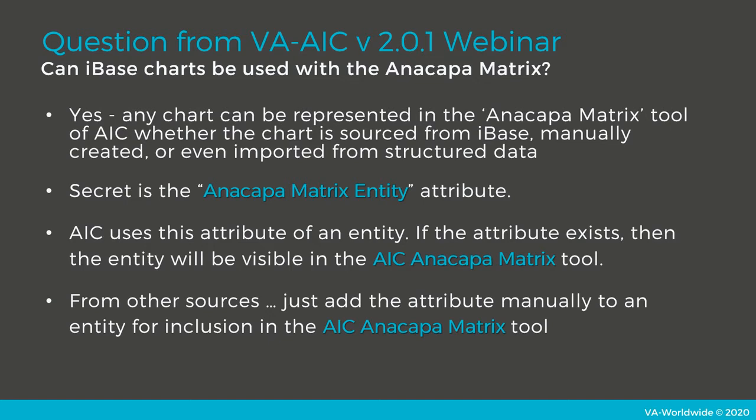The secret is in the attributes. If the entity has an Anacapa Matrix Entity attribute, it will show up in the VA-AIC Anacapa Matrix tool. This is what is added when you create an entity using the VA-AIC tool. It adds an Anacapa Matrix Entity attribute to the entity. So with charts, you just need to add this attribute manually and it will show up in the Anacapa Matrix tool. Quite simple.